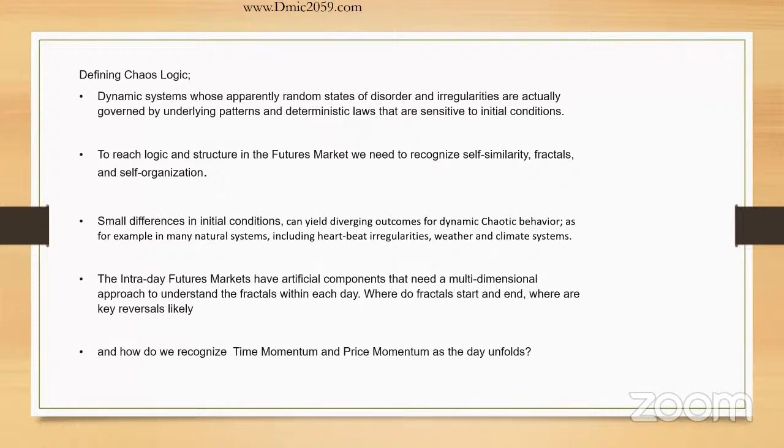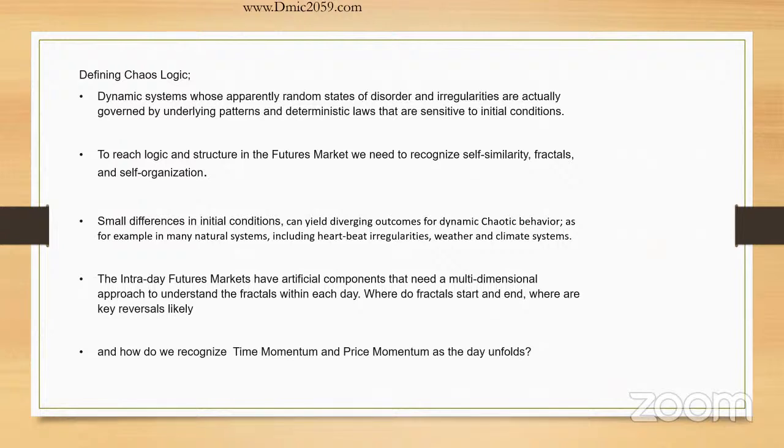Let's define chaos logic. Dynamic systems whose apparently random states of disorder and irregularities are actually governed by underlying patterns and deterministic laws that are sensitive to initial conditions. To reach logic and structure in the futures market, we need to recognize self-similarity, fractals, and self-organization. Small differences in initial conditions can yield diverging outcomes for dynamic chaotic behavior, as for example in many natural systems, including heartbeat irregularities, weather, and climate systems.